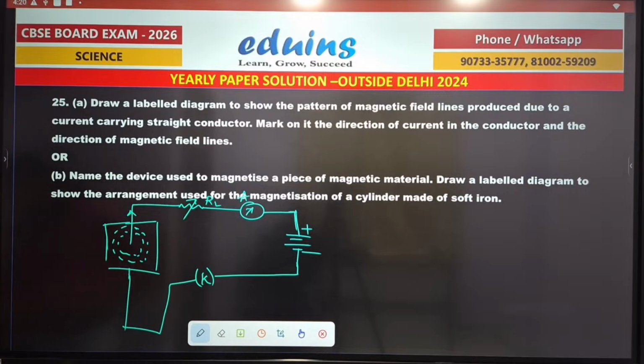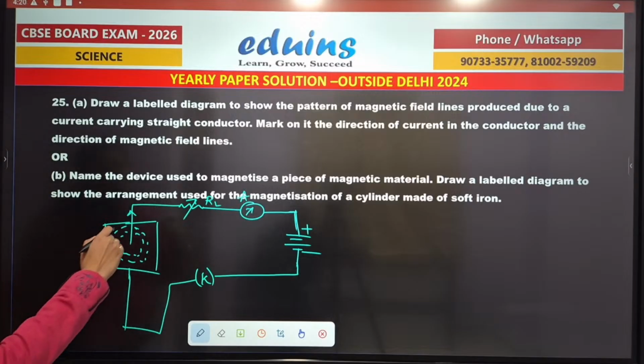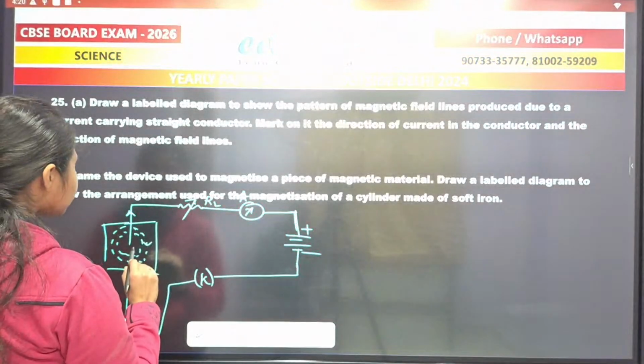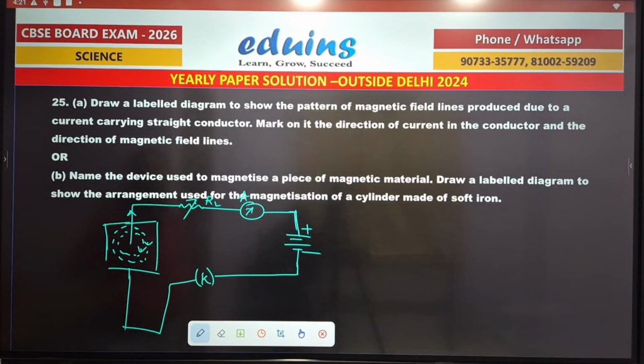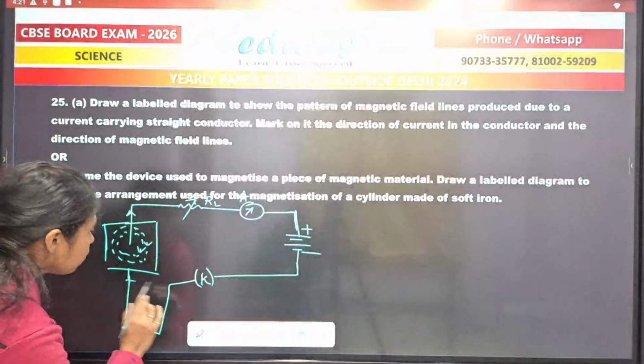Now we have to mark the direction of current in the conductor and the direction of the field line. Arjun said clockwise direction. Okay, exactly, this is the right answer. So in the clockwise direction, this is the direction of the magnetic field lines. So this is the correct answer, and this is the labeled diagram. We can draw it this way.